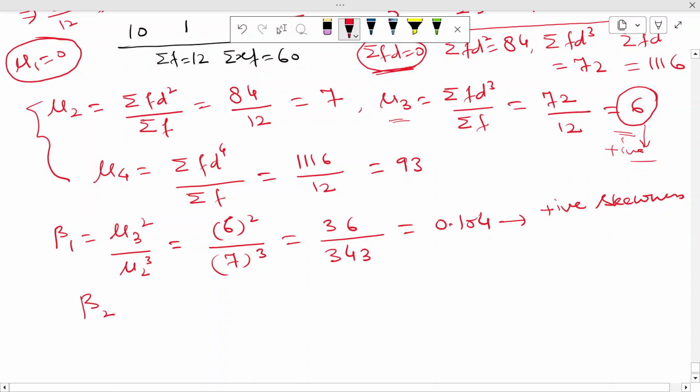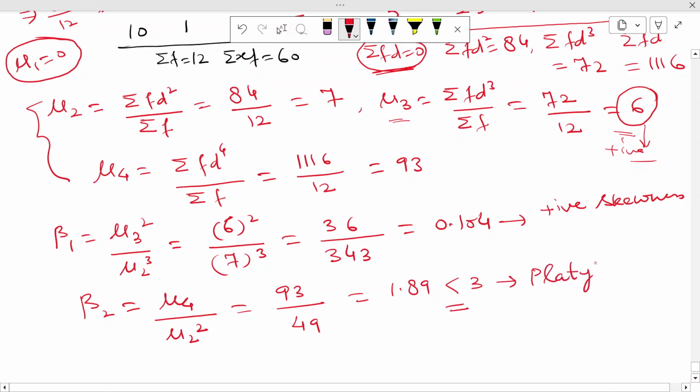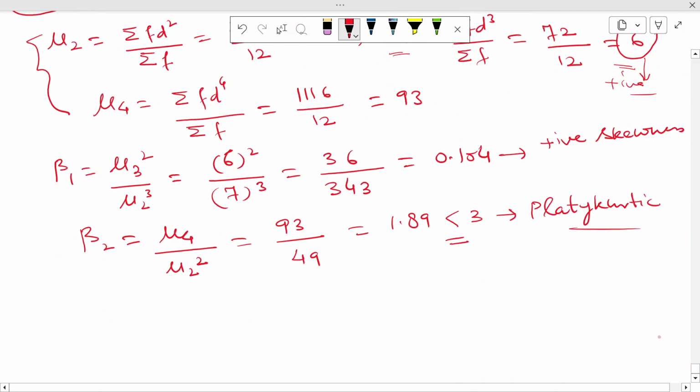Now next we calculate beta 2, which is mu 4 over mu 2 square. Our mu 4 is coming out as 93, and dividing this by mu 2 square, which is 49, it comes out as 1.89, which is certainly less than 3. So this gives that our data is platykurtic. This is how we can study the skewness and kurtosis for a given data.